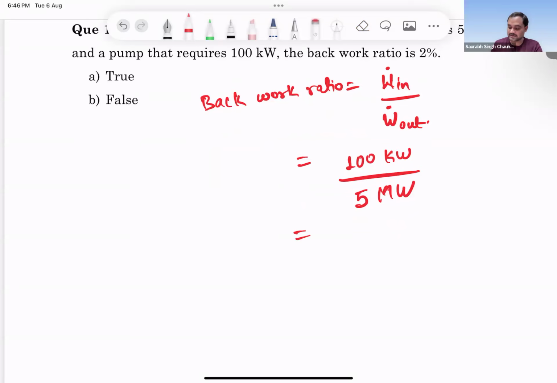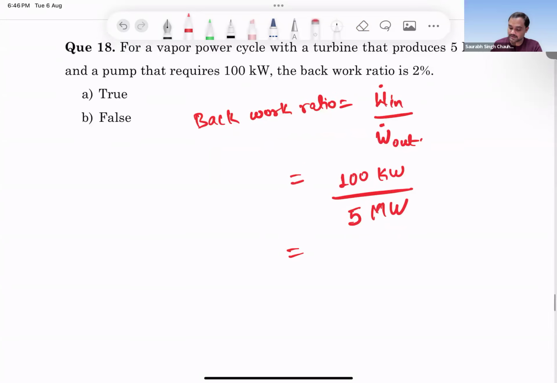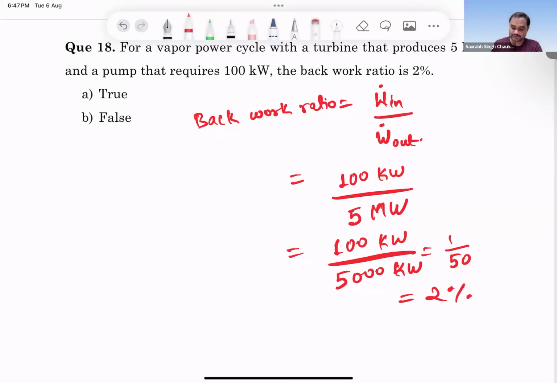If you just convert this megawatt into kilowatt, then you will get 5,000 kilowatt. So the ratio is 100 by 5,000, which is 1 by 50. And if you convert this to a percentage, you will get 2%. So in the question also it is 2%. The back work ratio is 2%. So it is true.